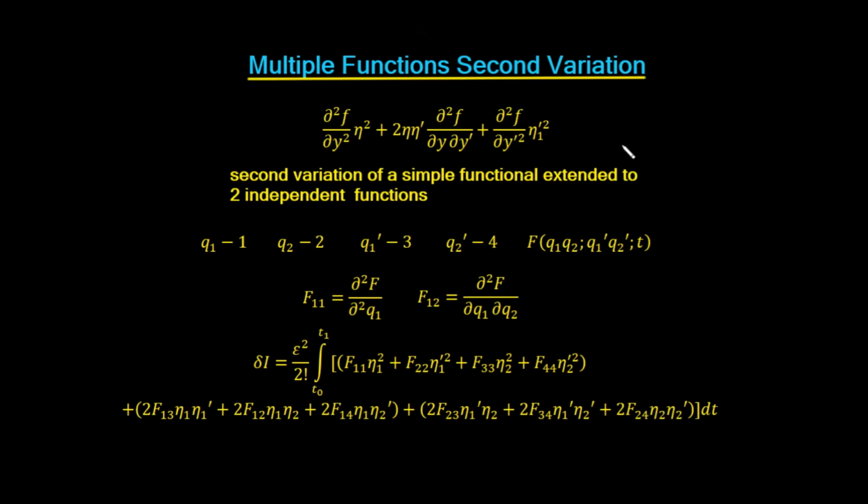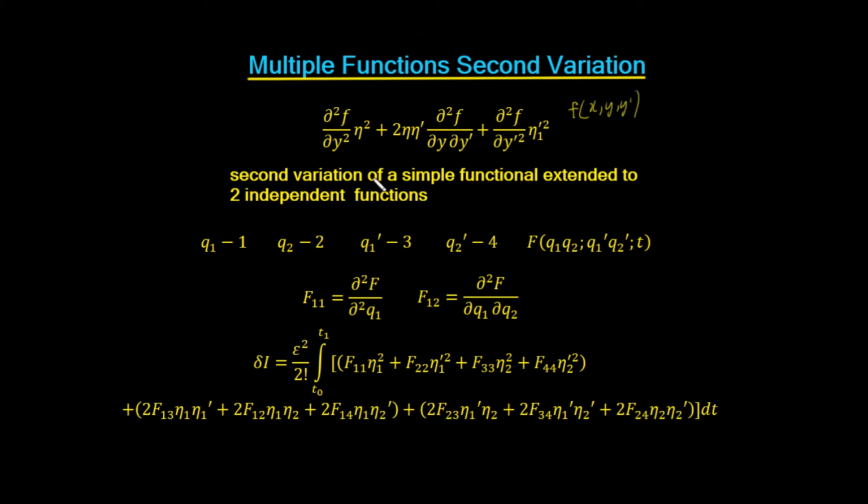Now we're going to look at the second variation of a functional which has multiple independent functions. So we're going to start off with two independent functions. Now we've seen this equation here before and we derived that in a previous video, and this was the second variation of a simple functional. So the functional would have been of the form f of x, y and y dash.